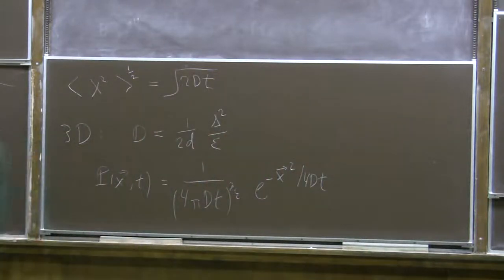And that would solve the 3-dimensional version of the diffusion equation, in which this second derivative becomes the gradient squared for a function of x, y, z, and t.